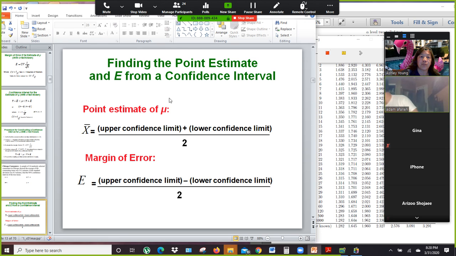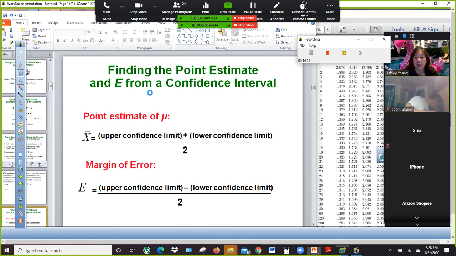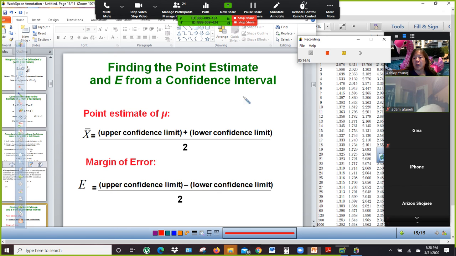This one's fairly straightforward. Again, this is exactly the same as it was for proportions. So if you have a confidence interval, in our case we had, what would we have? It was like 28.4 to 38 or something like that. It doesn't matter.